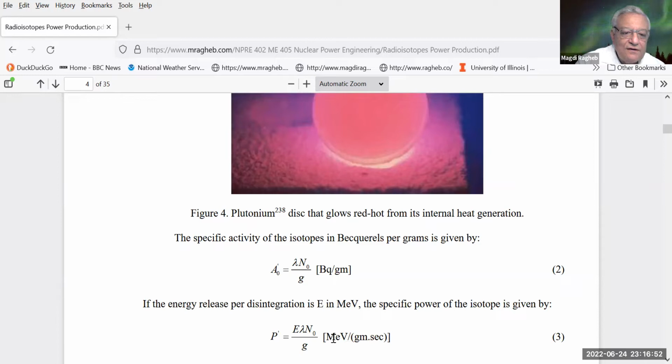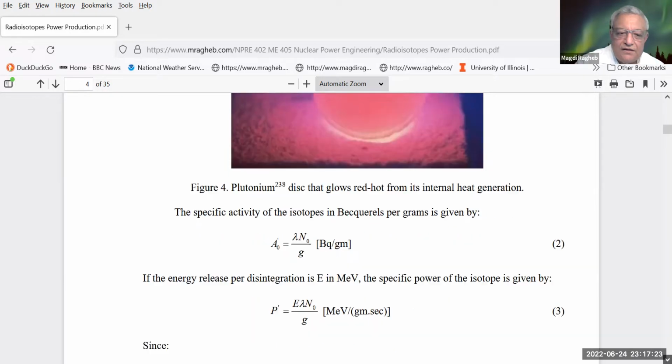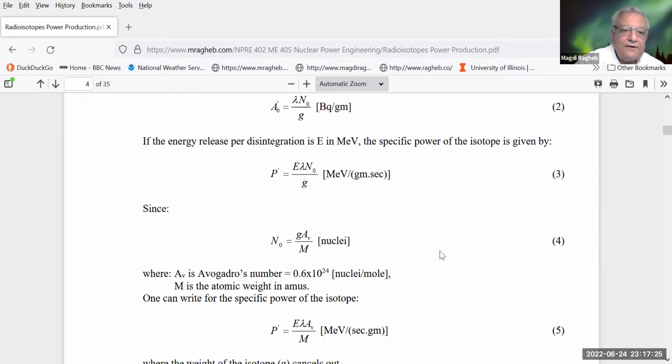So in that case, the activity here, becquerel, is disintegration per second. This turned now into energy release in million electron volts per second. Oh, what is million electron volts per second? This is energy release per unit time. That's what we designate as power. So that initial specific activity, A sub 0 prime, becomes really the specific power, P prime, the power generated in million electron volt per second per gram.